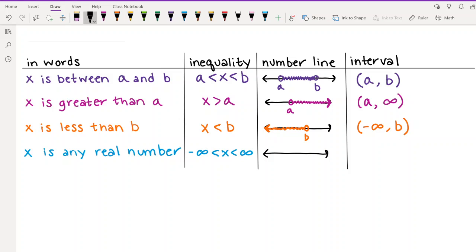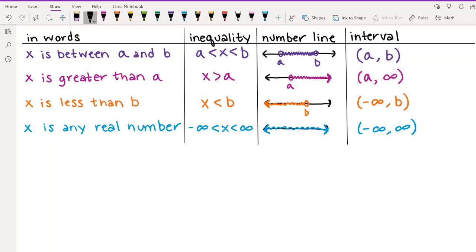So if we're saying that x can be any real number, well, that means that we need to shade the entire number line, right? Because that's every number. And so how do you write that in interval notation? You say negative infinity to positive infinity.